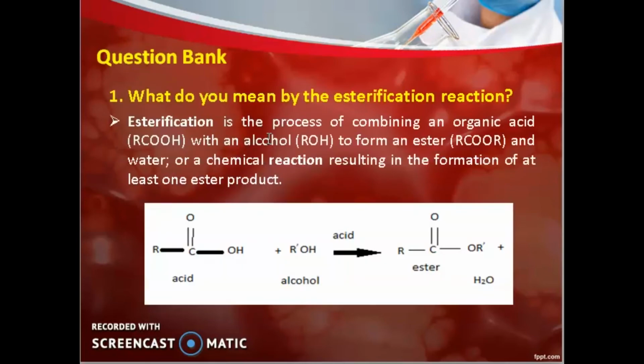So here is the question bank for this synthesis of benzocaine. First, what do you mean by the esterification reaction? Esterification is the process of combining an organic acid with an alcohol to form an ester and water, a chemical reaction resulting in the formation of at least one ester product. So when an acid reacts with an alcohol, it gives an ester molecule and a water molecule.